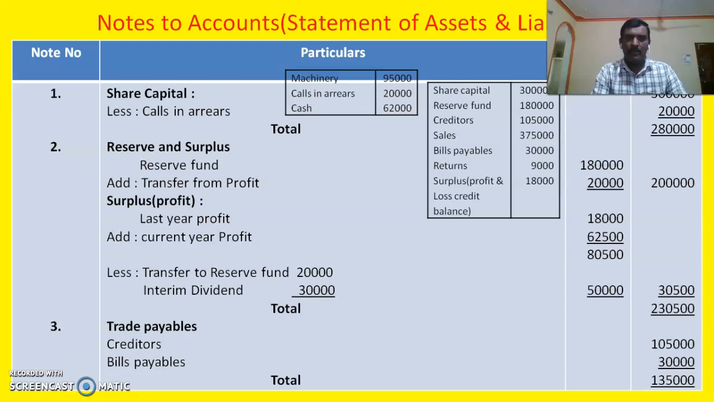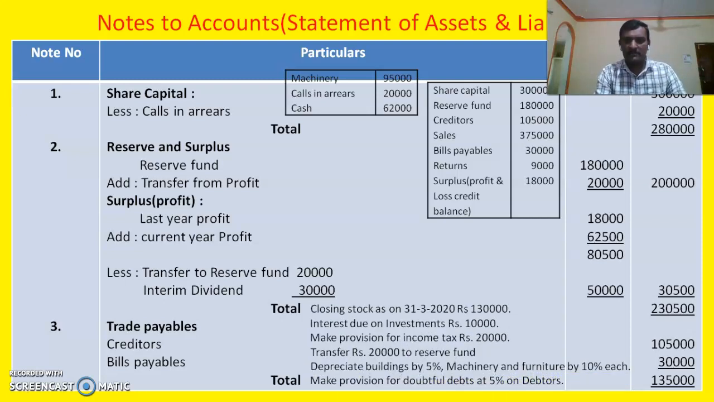And then we have to go to the next note, that is reserves and surplus. Here the opening balance of reserve fund is given after share capital, 1,80,000, and to that we have to add the transfer from profit. So during this year, in the adjustment, they gave one piece of information, that is transfer rupees 20,000 to reserve fund. This is to be transferred here, and for this purpose we have to effect it again in the surplus.